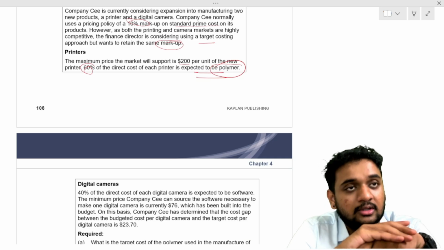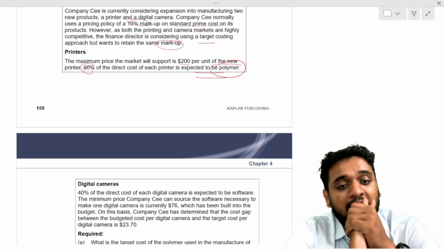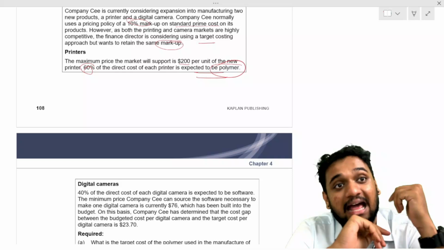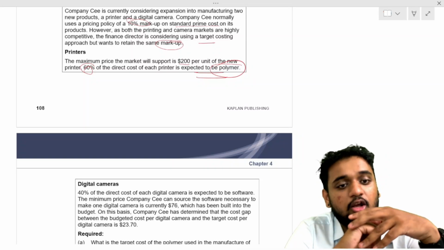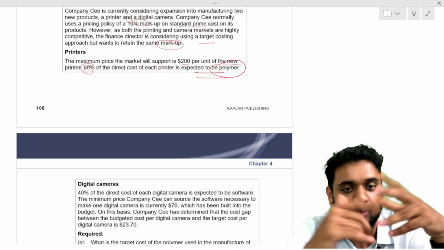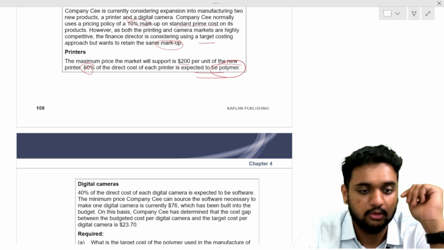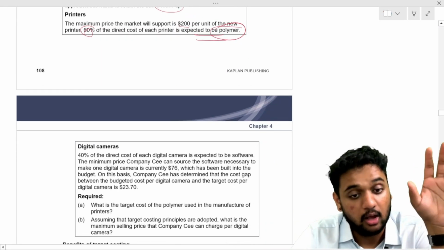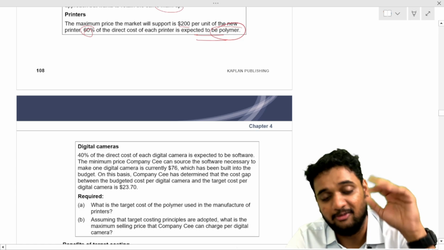Super. Printers, what have they given? Selling price 200. In that, 60% of direct cost is polymer. Some new product is a polymer. We'll come to it. Able to remember the story? If you remember the story and go to the question, it will be very easy to do the question.